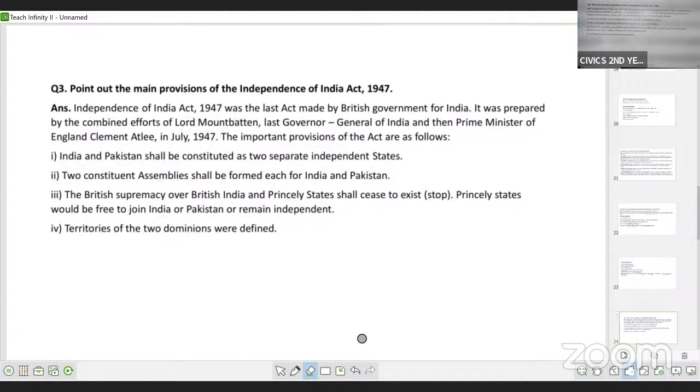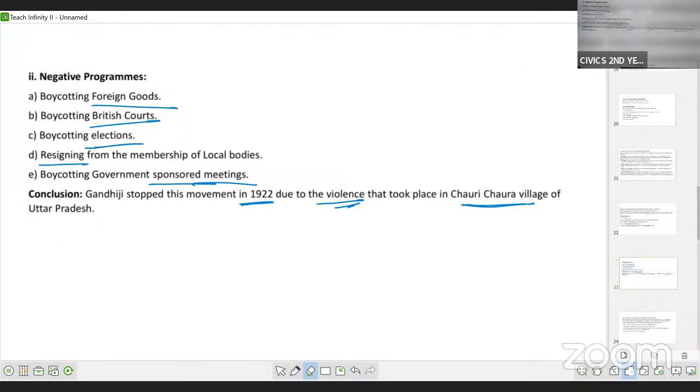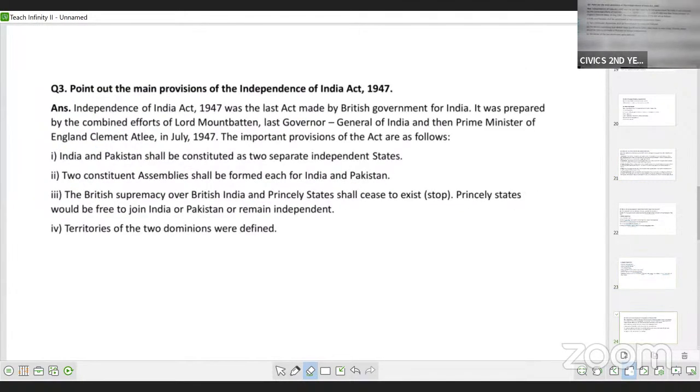Okay, so in the first chapter, we have discussed 3 SAQs. We will get one question for sure. It is, causes for the birth of Indian national movement, non-cooperation movement, and Independence Act of 1947. If you are thorough with these 3 questions, you can easily write one SAQ. Okay, sure, you will get one from these 3 only.